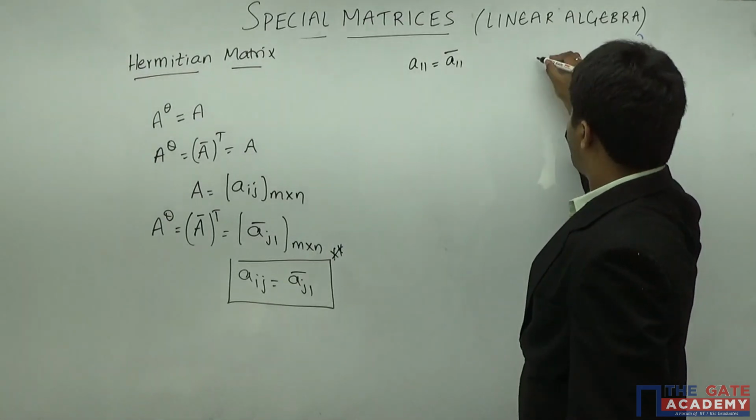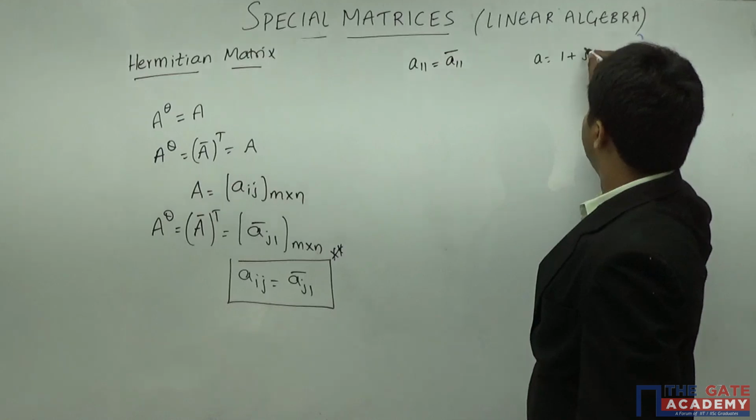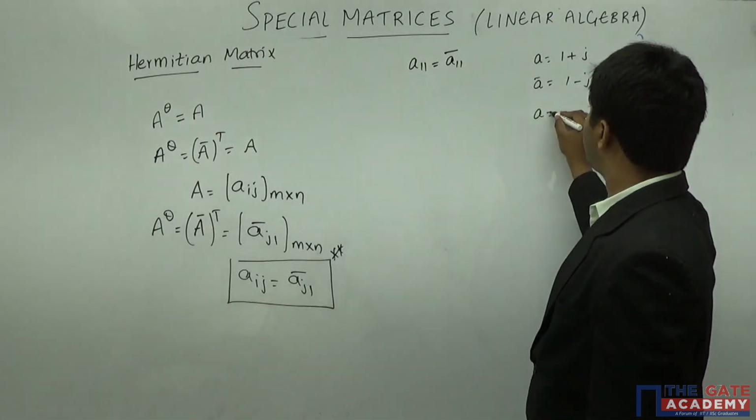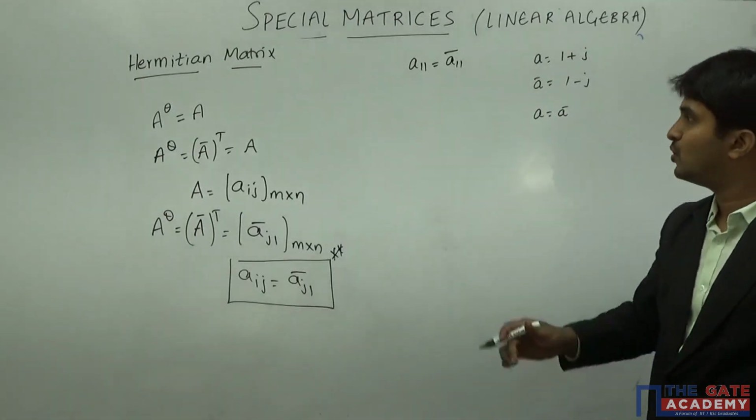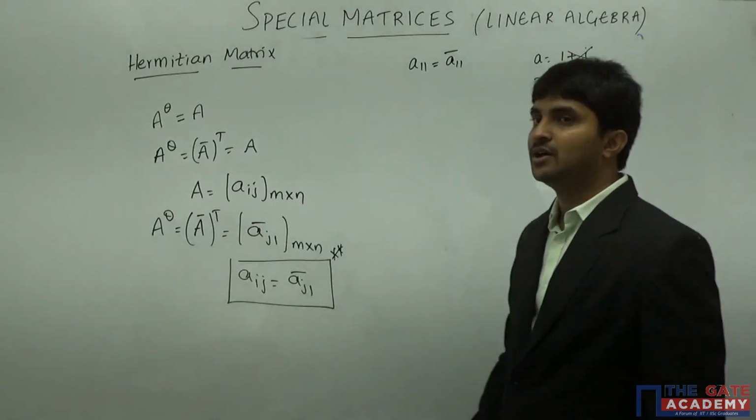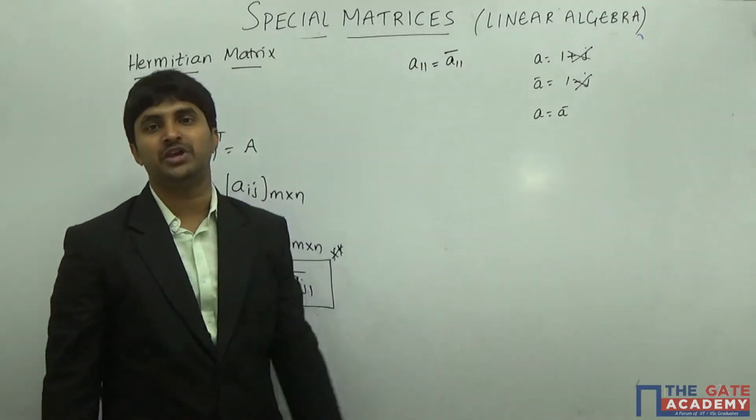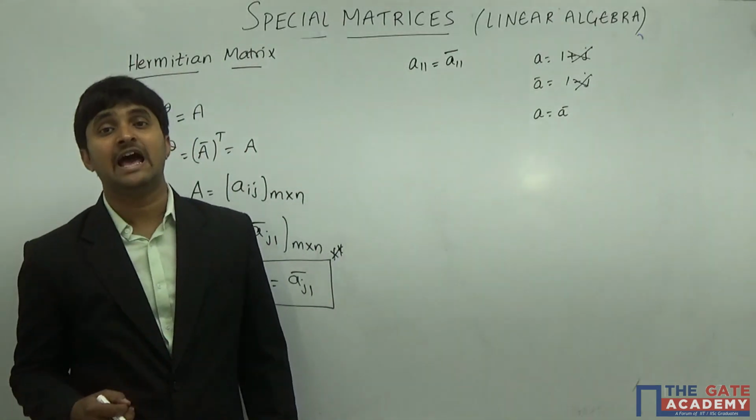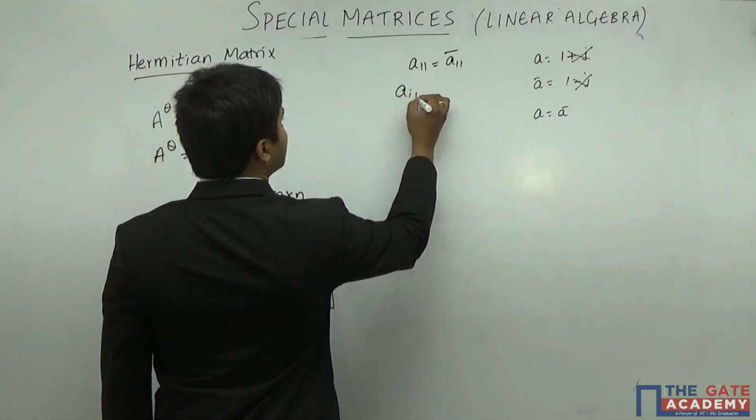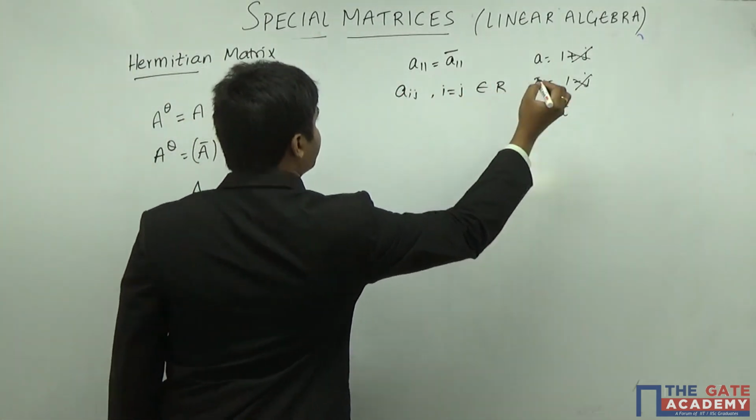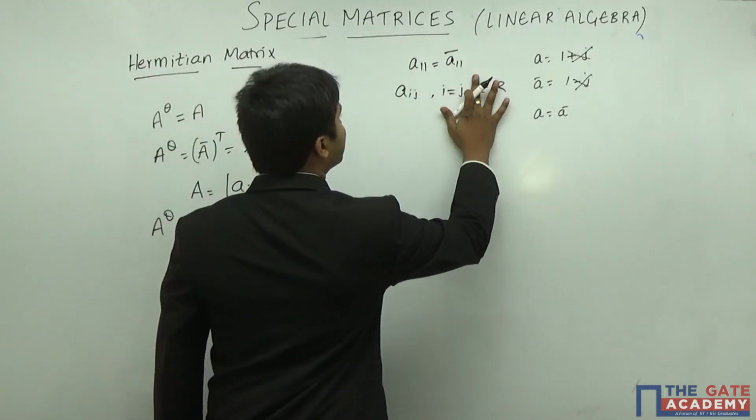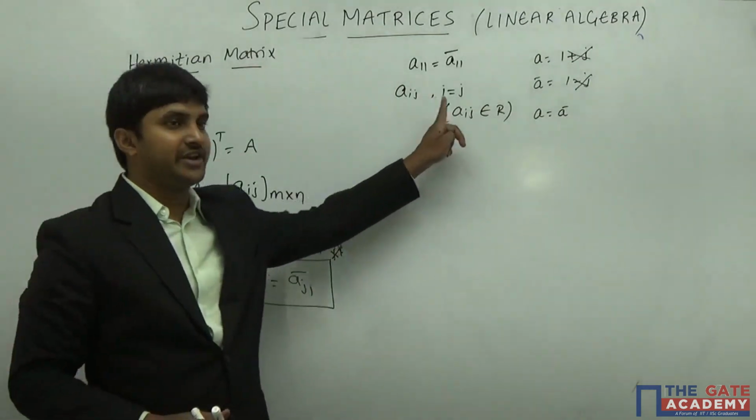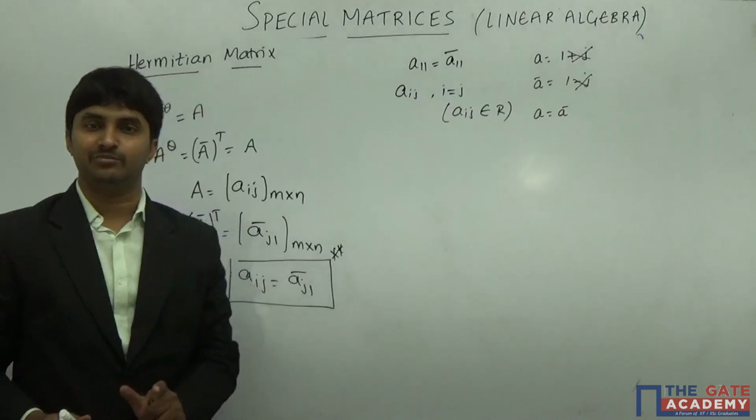For example, if any element A is going to be 1 plus j, which is a complex number, then A bar is going to be 1 minus j. Now if I say that A is equal to A bar, which is not the case here, that will happen only when you don't have the imaginary part, or only when the number is a real number. So it indicates that in the case of a Hermitian matrix, the principal diagonal element always has to be a real number. So Aij for i is equal to j has to be a real number. Whenever you are considering a principal diagonal element, it has to be a real number.